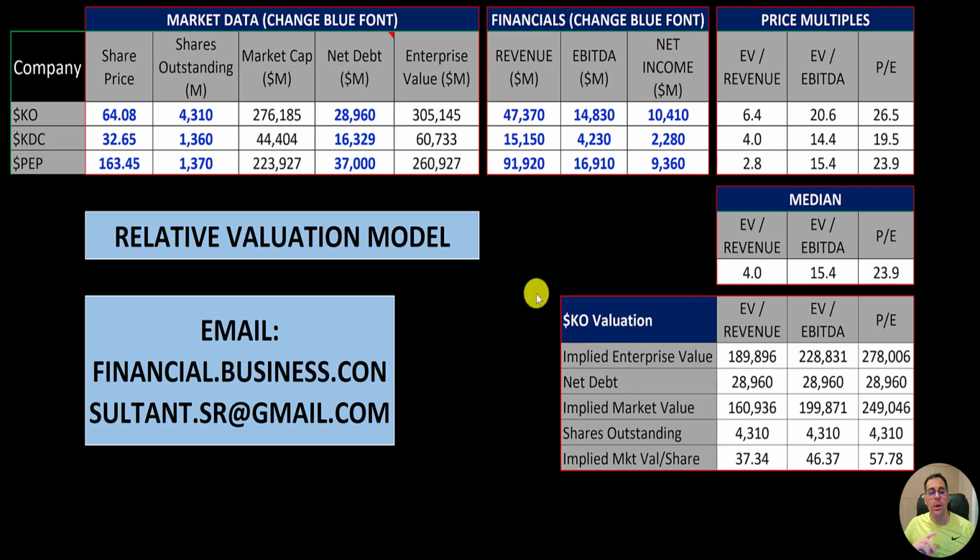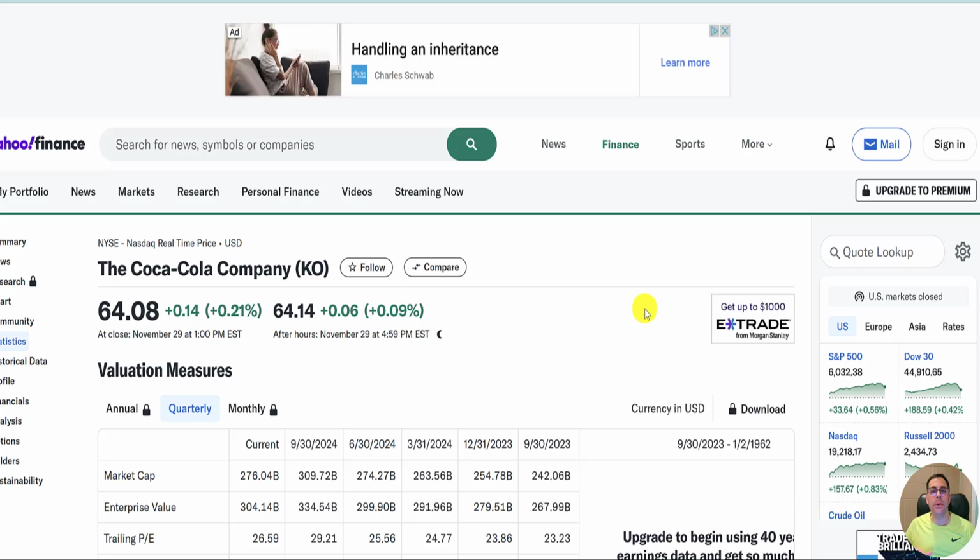I want to value Coca-Cola, ticker KO. I'm going to compare the company to Keurig Dr. Pepper and Pepsi. You first want to get the share price. That's $64.08. I pulled everything from Yahoo Finance.